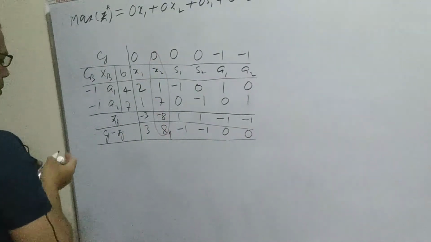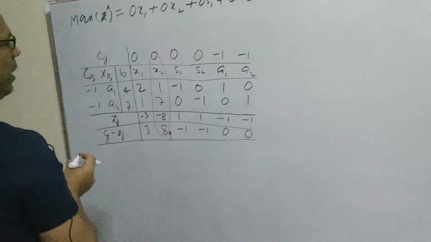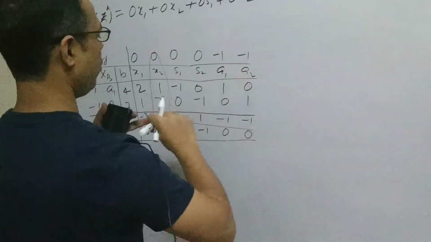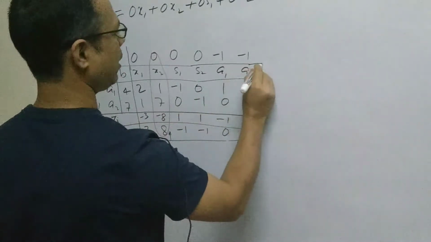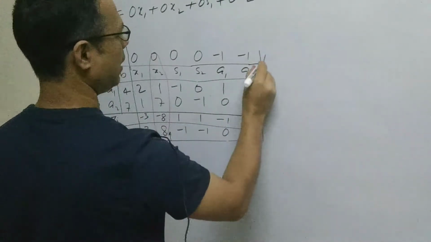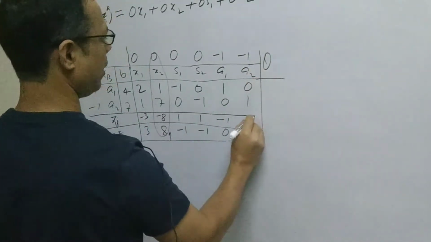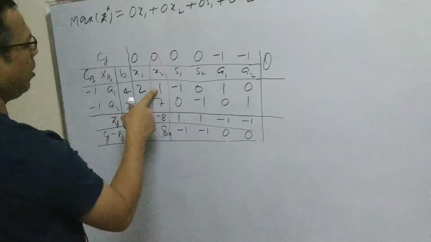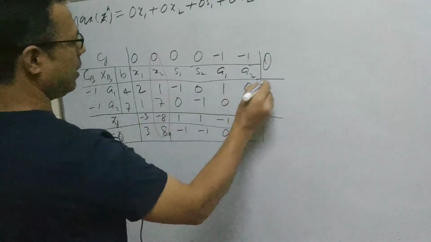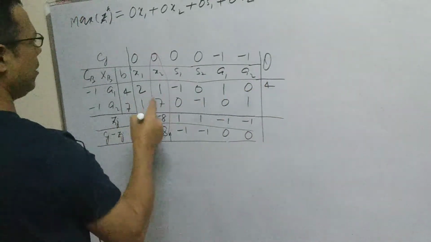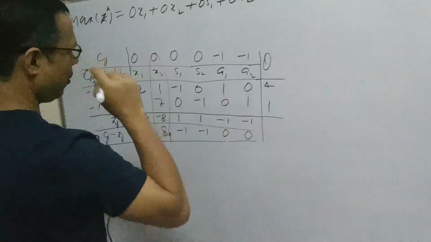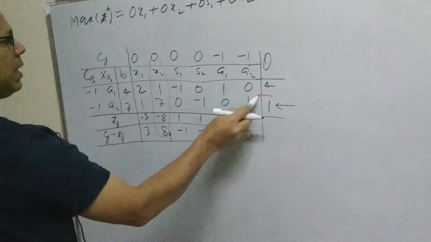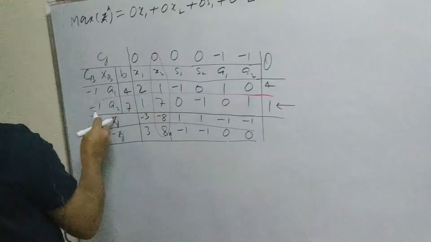So the key column we already have. To find the key row, we need to get the ratio. How to get the ratio here? The ratio is B divided by its respective key column elements. So 4 divided by 1 is 4, and 7 divided by 7 is 1. Out of these two, 1 is the least positive value, so I am going to consider this row as the key row.